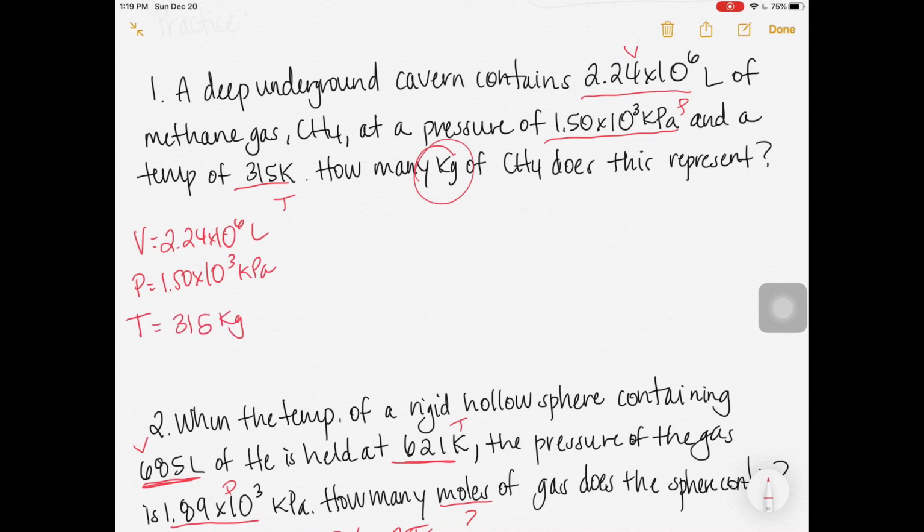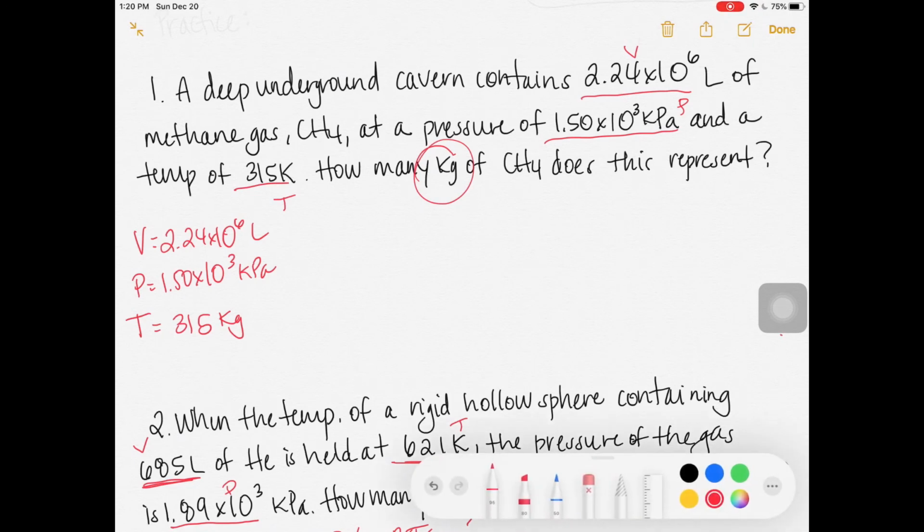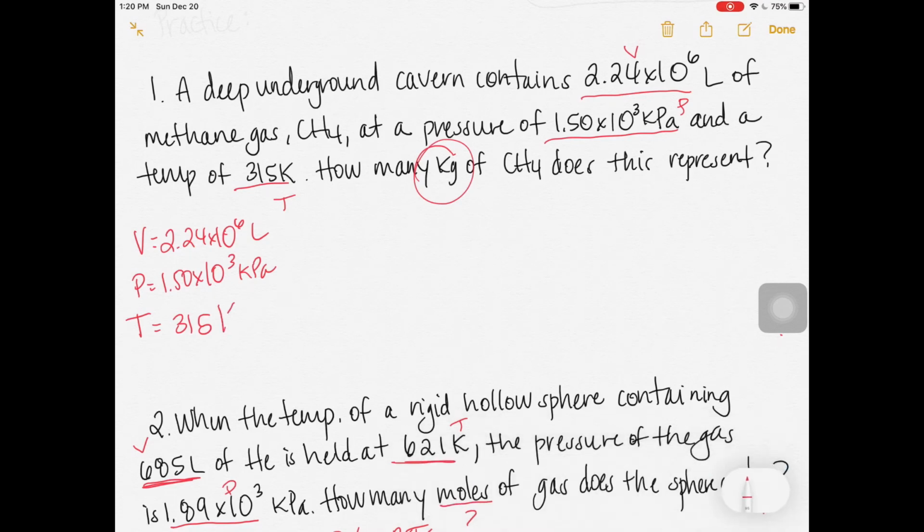Oh, shoot, I got ahead of myself. We know we're looking for the kilograms of the gas. So this is a little bit different because the ideal gas law has no variable to solve for kilograms. So we think about what we could solve for to then turn into kilograms. The only variable that makes sense is moles, because I can take moles, change to grams, and then change to kilograms.